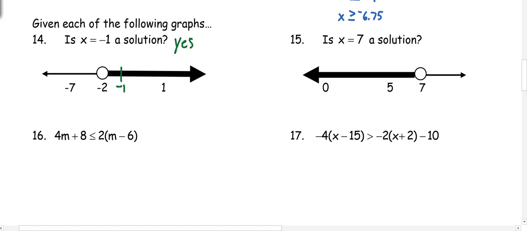15. Is x equals 7 a solution? Well, at 7, it's an open circle, and when we have open circles, we're not including that number because the inequality in this case would be x is less than 7, and if the number is 7, it can't be less than 7, so this is not a solution.